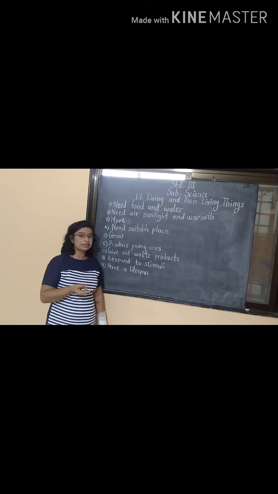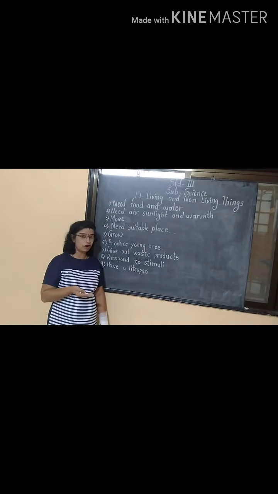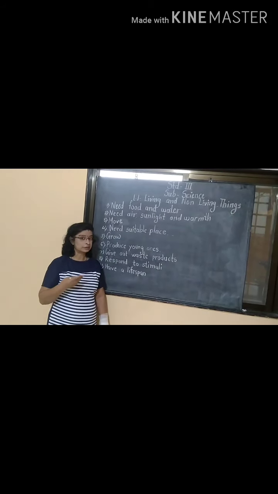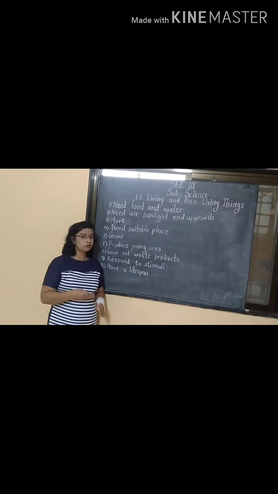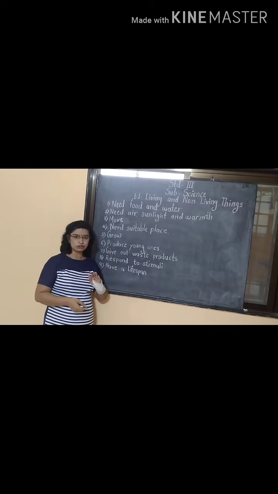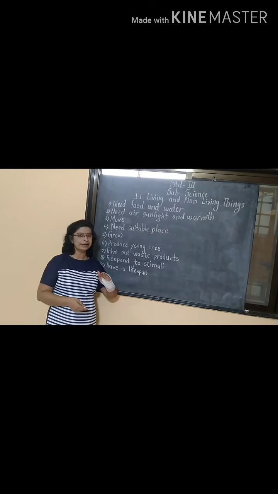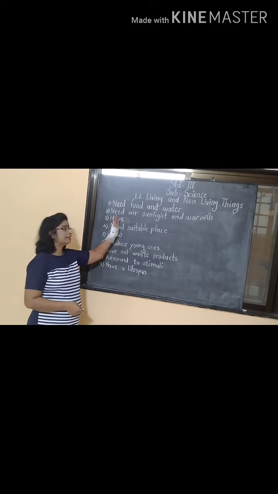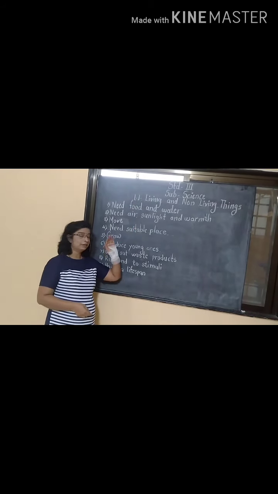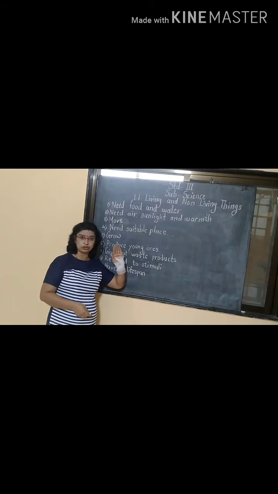Then some animals like human beings, then fox, then bear, sparrow, then crow, they eat both. Both means what? They eat the plants also and they eat other animals' flesh also. They kill the other animals and eat the flesh also. Now this is about the animals. All animals need water also.